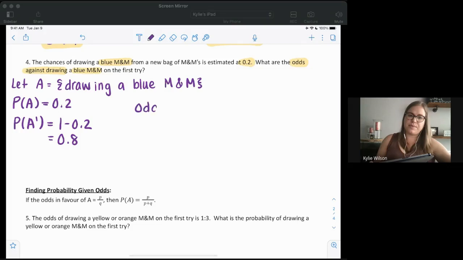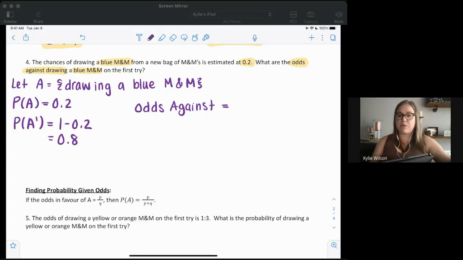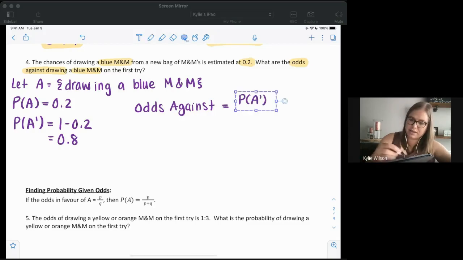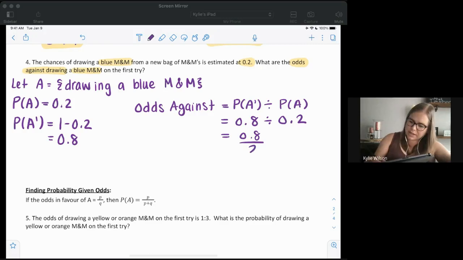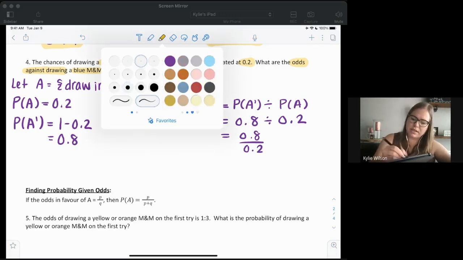So for my odds against, same formula as before, I just swap it. So now we take our probability of the event not happening, and we divide this by the probability of the event happening. So we'll have 0.8 divided by 0.2, like that. And we can also write it like this. It's up to you. There we go. And we don't want to have any decimals when we're looking at odds. We want to just have whole numbers. So I'm just going to multiply.